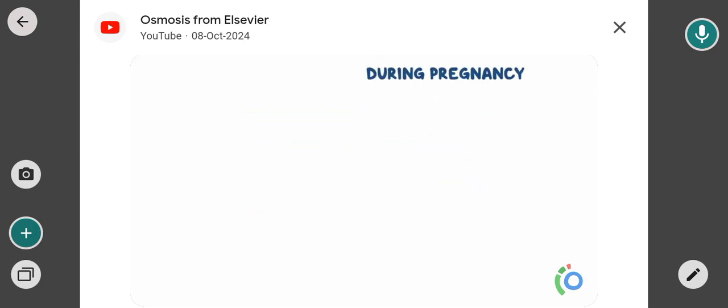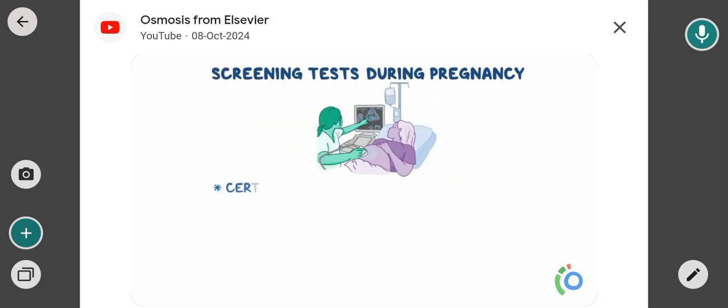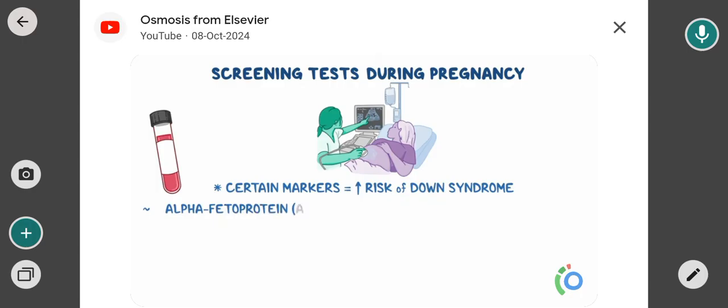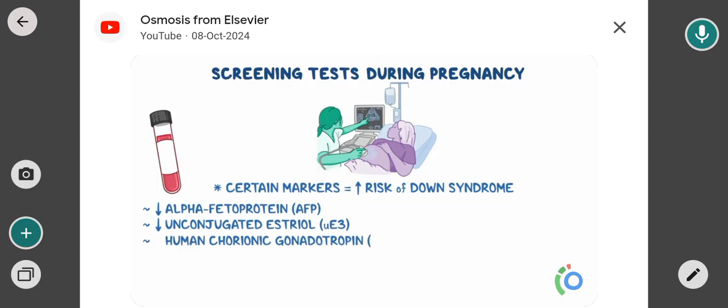During pregnancy, some screening tests can be done, and certain markers suggest higher risk that a baby might have Down syndrome. Alpha-fetoprotein, or AFP, and unconjugated estriol, or UE3, are on average lower when compared to unaffected pregnancies, and human chorionic gonadotropin, or HCG, as well as inhibin A, are both typically elevated compared to unaffected pregnancies.